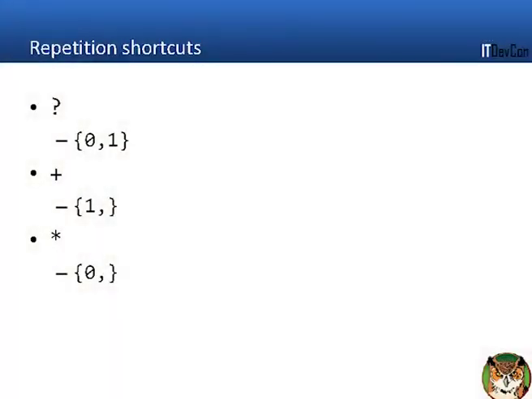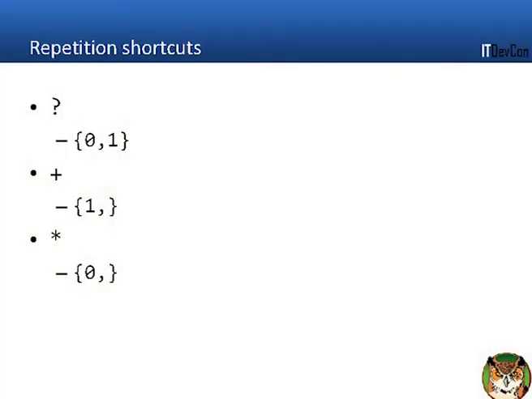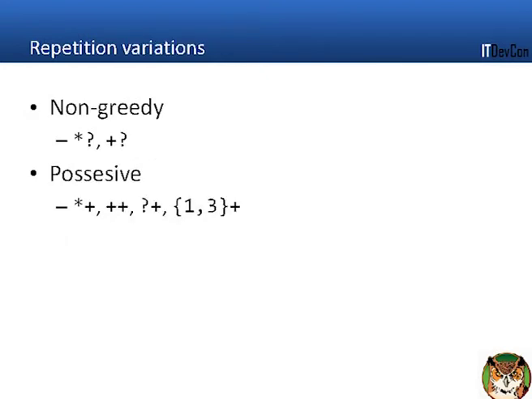Again, we have some shorthand notations. I mentioned question mark, which means 0 or 1 of whatever was before. Plus sign means 1 or more, so there has to be at least one occurrence of whatever was matched. And star means 0 or more. This is the most flexible of everything. Then we have some variations.